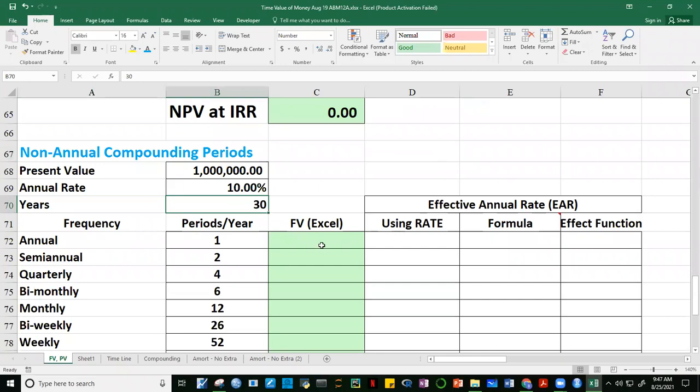Okay, so we can easily compute for that sa Excel, di ba? Is equal to, lagyan lang natin negative dito, negative FV, rate is 10%, comma, N per is 30, comma, wala tayong PMT, present value is 1 million. Okay, so the future value of 1 million at 10% in 30 years is 17 million. Okay, that's assuming na annual yung compounding. Ibig sabihin, once a year lang binibilang yung interest.